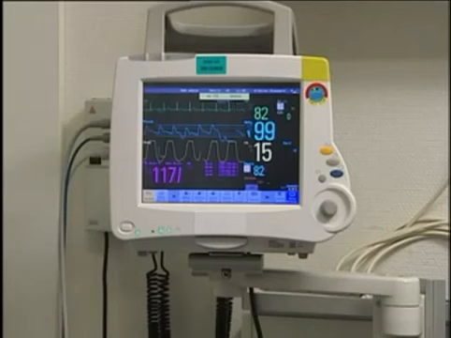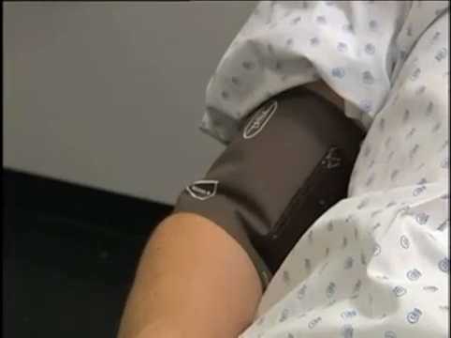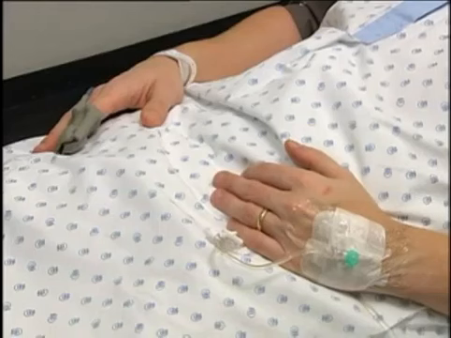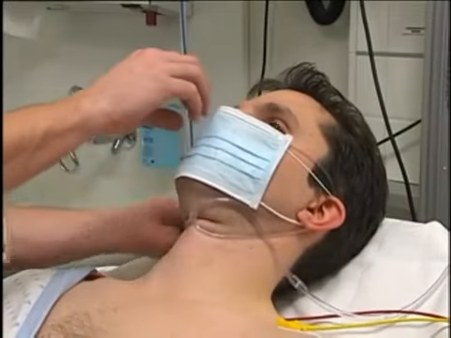Administer oxygen and monitor the patient for pulse oximetry, heart rate, and blood pressure. An intravenous catheter should also be in place. Finally, provide the patient with a face mask.